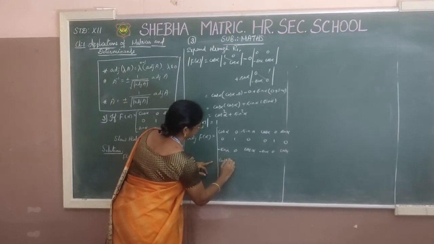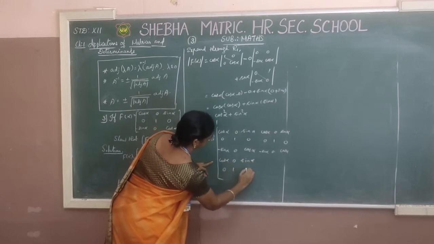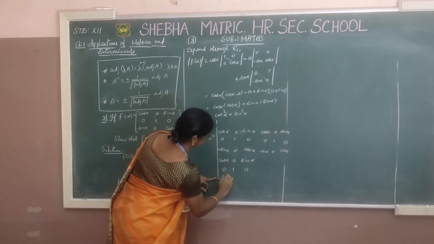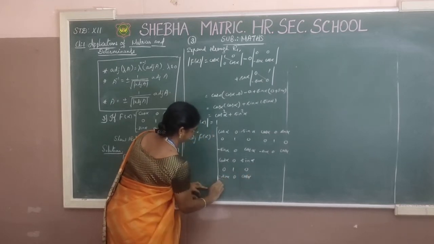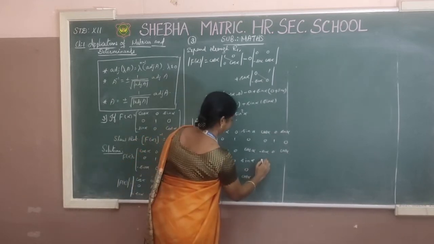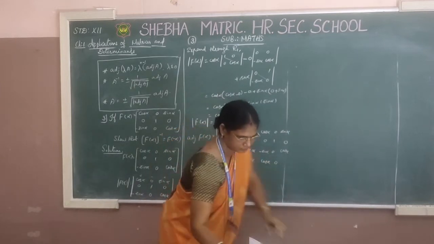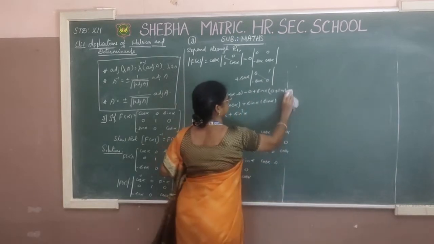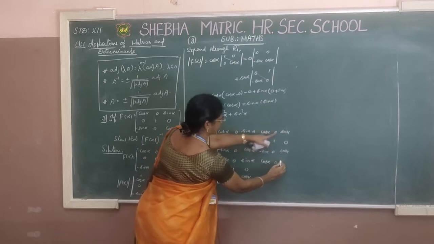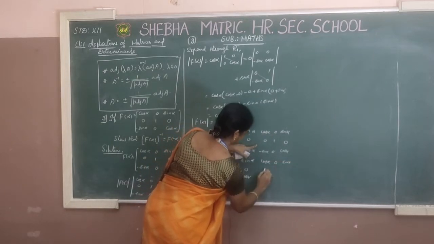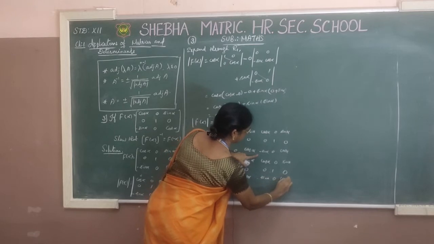Again repeat cos alpha 0 sin alpha, 0 1 0 and minus sin alpha 0 cos alpha.